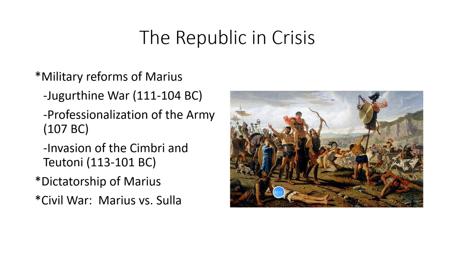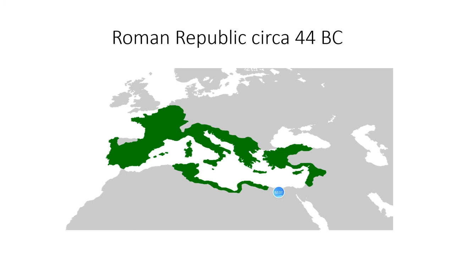And with this comes the end of the Republic, but also the beginning of the Pax Romana, which is the era where Rome ruled most of the Mediterranean and created this incredible civilization that is the foundation of the West. In this map, we can see how vast the Roman Republic was by the year 44 BC. This is when Caesar was dictator and when he was assassinated.